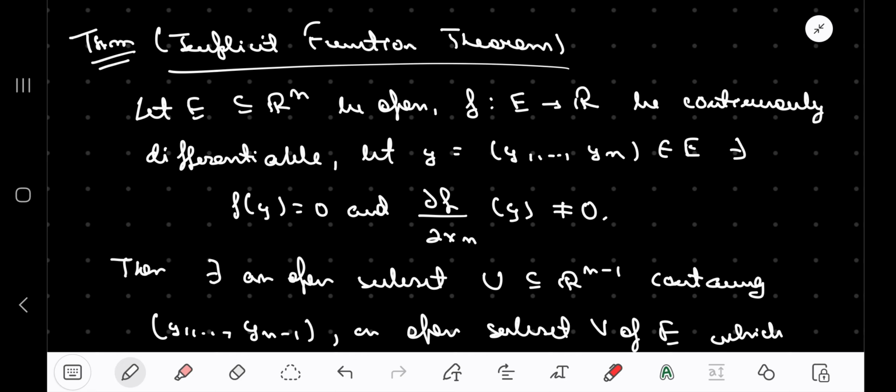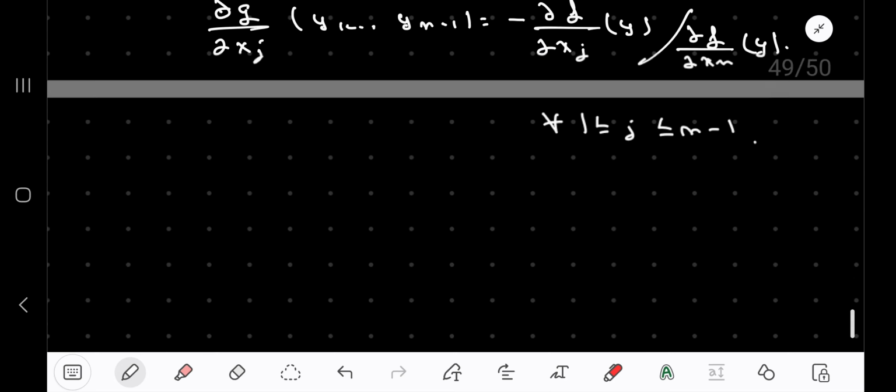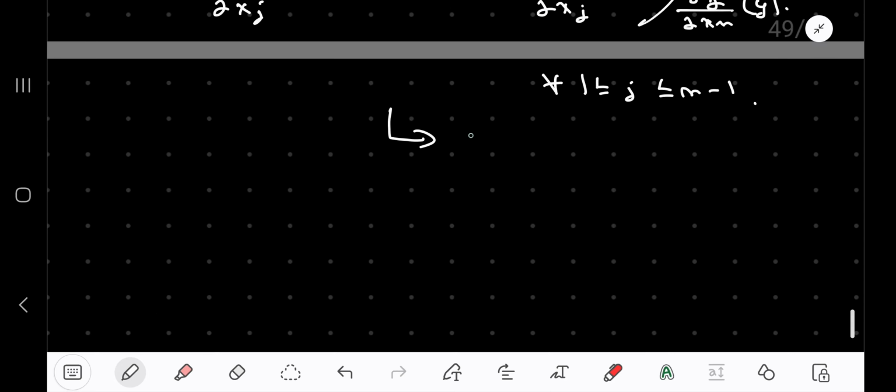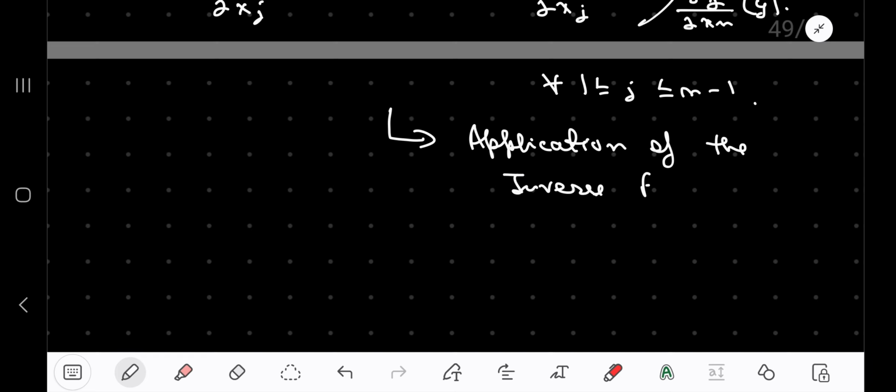The theorem looks very complicated and confusing, but actually it is a very easy consequence of the inverse function theorem. So I am just writing it up here. This can be thought of as an application of the inverse function theorem. In some books, you will also see the inverse function theorem as an application of the implicit function theorem, but we will follow this approach. Okay, fine.